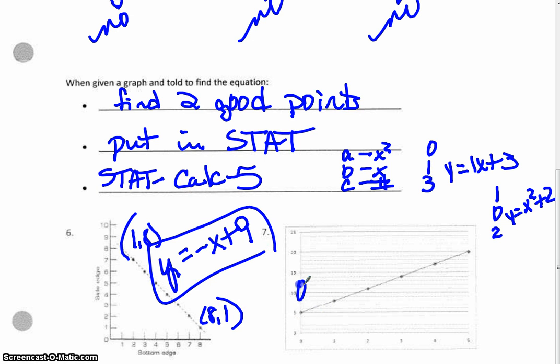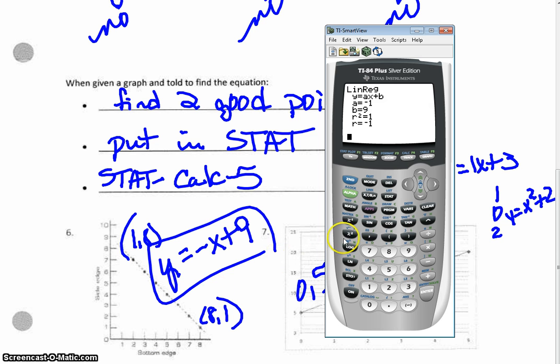Okay, here we have a point 0, 5, and we have a point, I would say 5, 20. So we go to stat, edit, and we have 0 and 5 for my x values, and 5 and 20 for my y values. Stat, calc, 5, enter. Still doesn't like it, so let's clear that. And let's go stat calc 4, because we know it's linear because we're looking at that line. A is a 3, B is a 5.